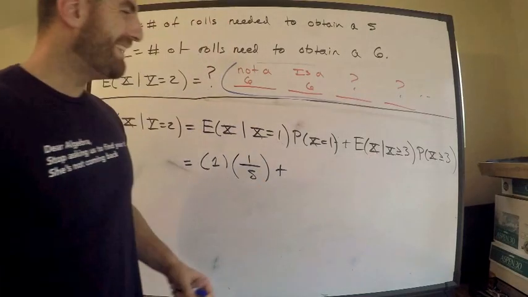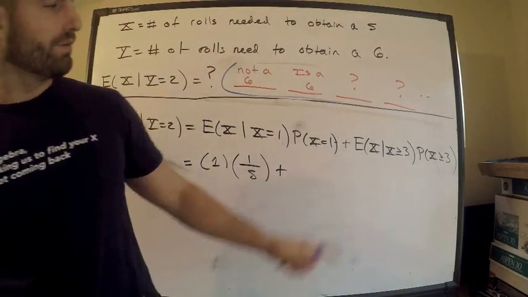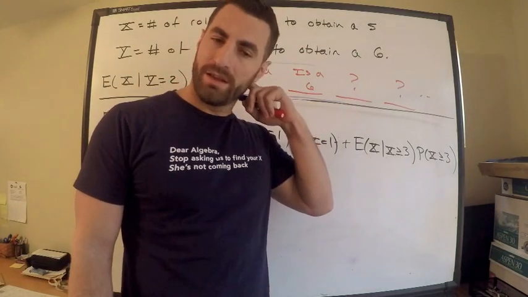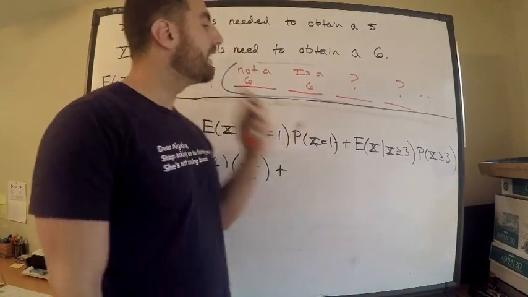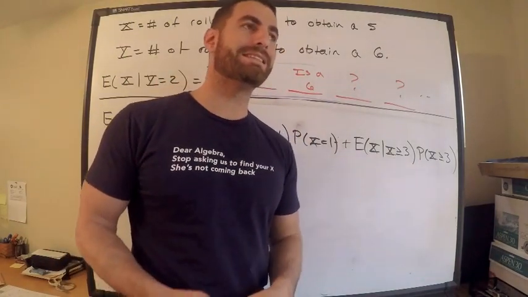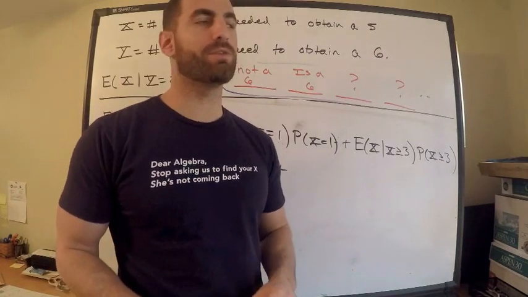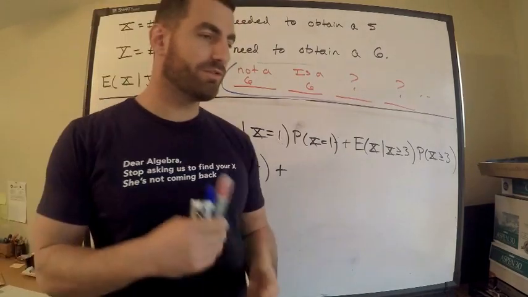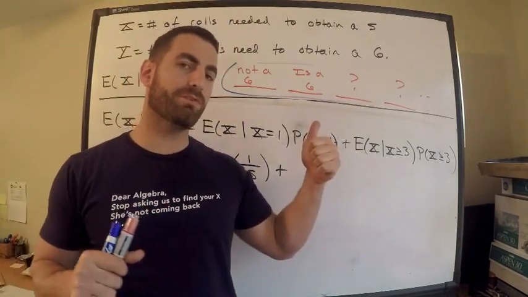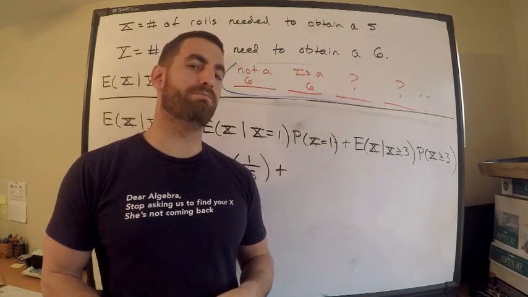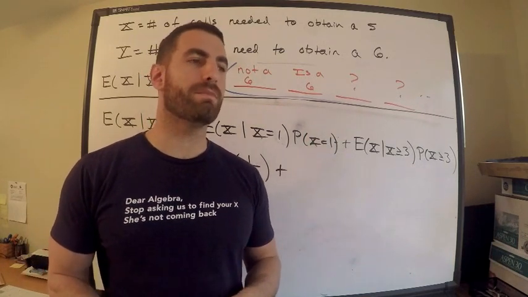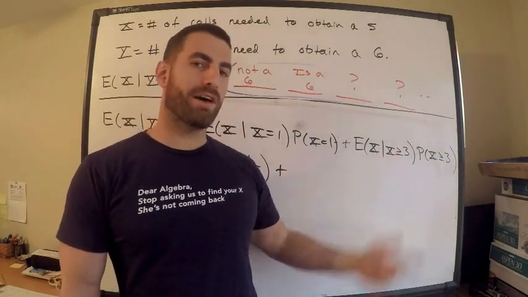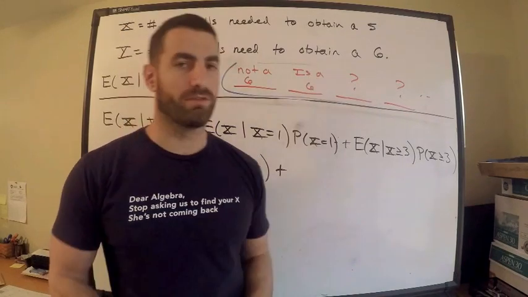How about this? What is the expected number of rolls to obtain the first 5, given that the number of rolls exceeds 2, so greater than or equal to 3? I could write some things down, but if you just think about this intuitively, remember that this is a geometric distribution. Geometric distribution is memoryless. What that means is that in terms of expectation, we're going to compute the expected value as you always do. Remember, the expected value of a geometric is 1/p.